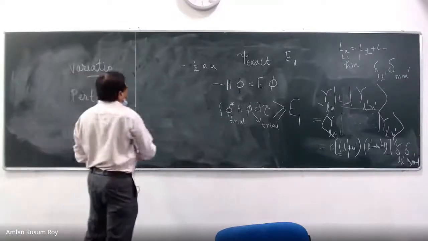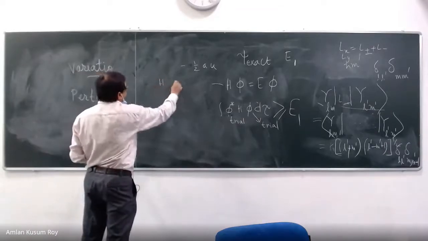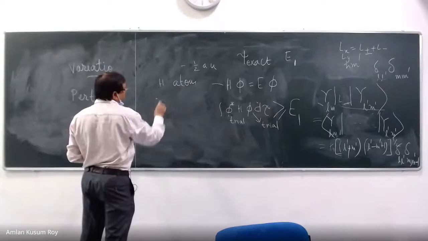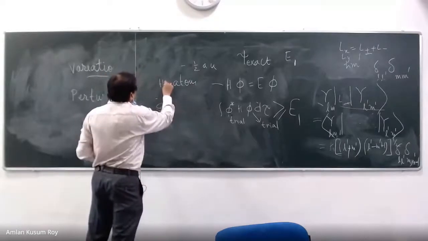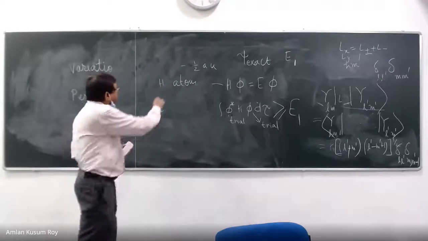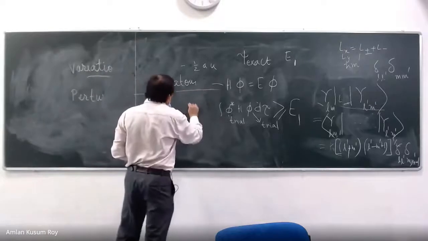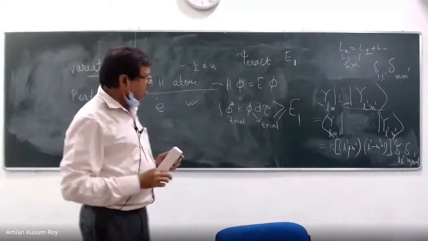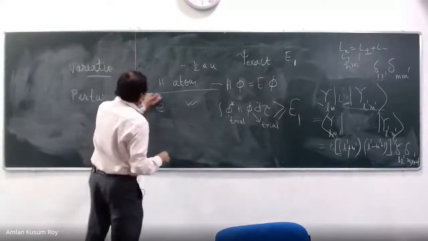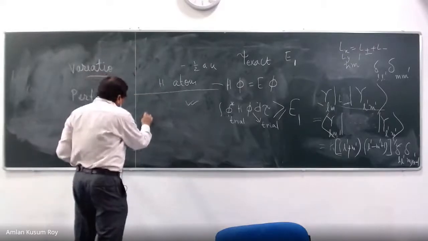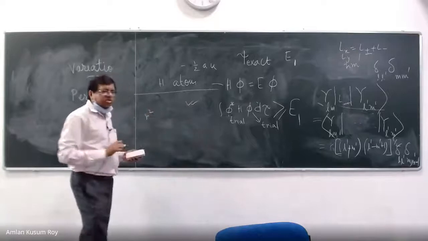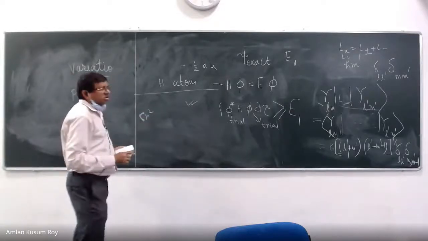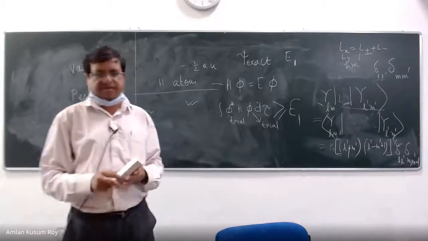What does this mean? Suppose your hydrogen atom problem. The exact solution in this case is known to me. So what I want to do is take some trial function. Suppose I take the function psi equal to c r square, some constant c into r square.